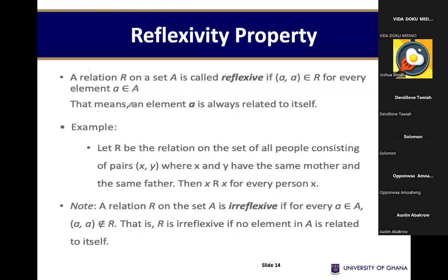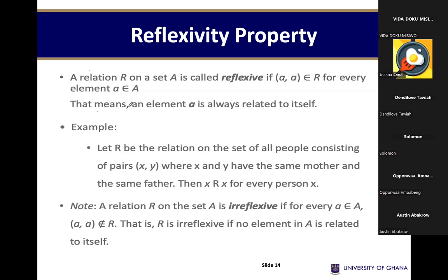Now, let's start with the properties of relations. There are about 3 main properties we're looking at: the reflexive property, or the property of reflexivity, and then the symmetric property, and then the last one, the transitive property. As we move on, I'll explain each as we go.